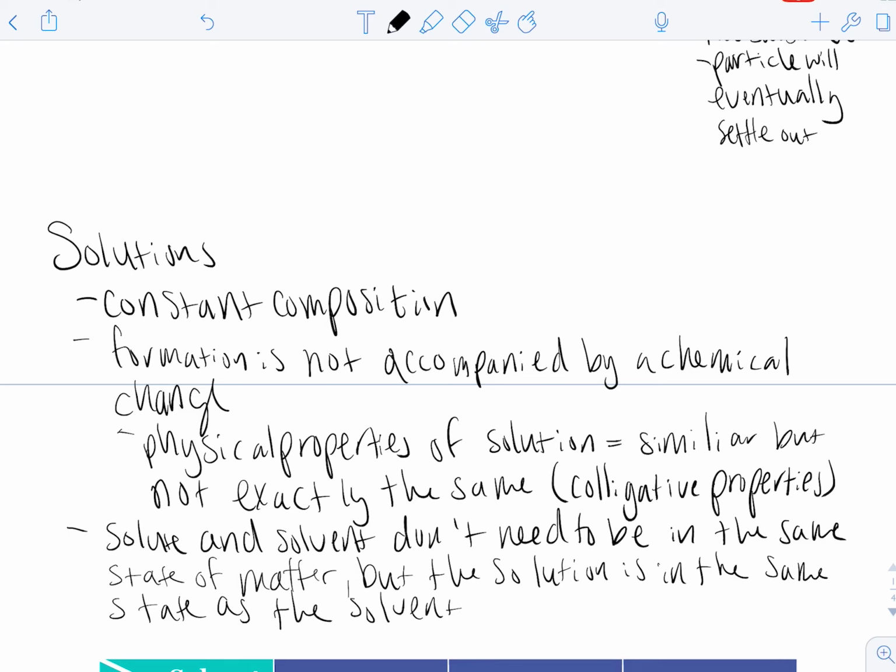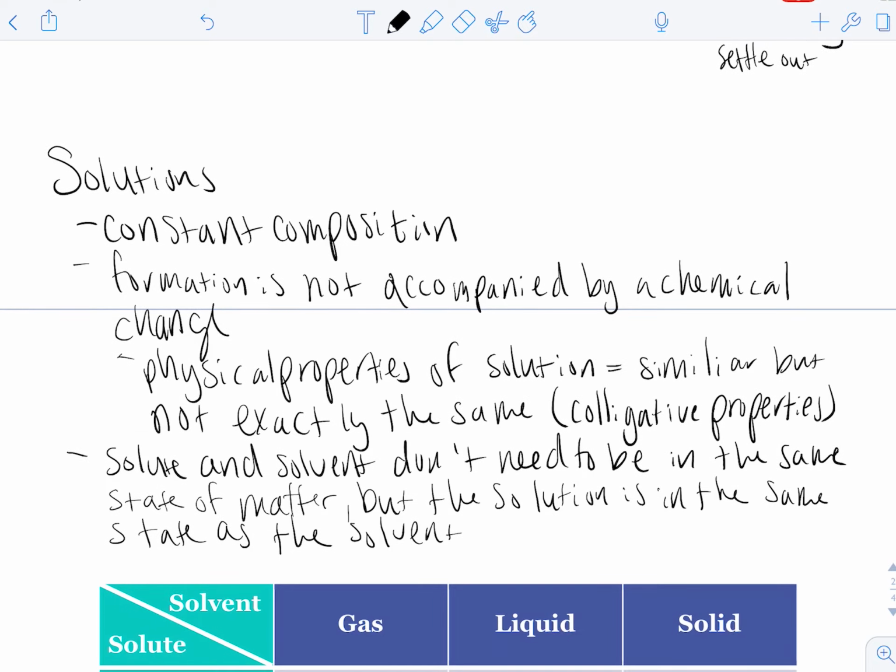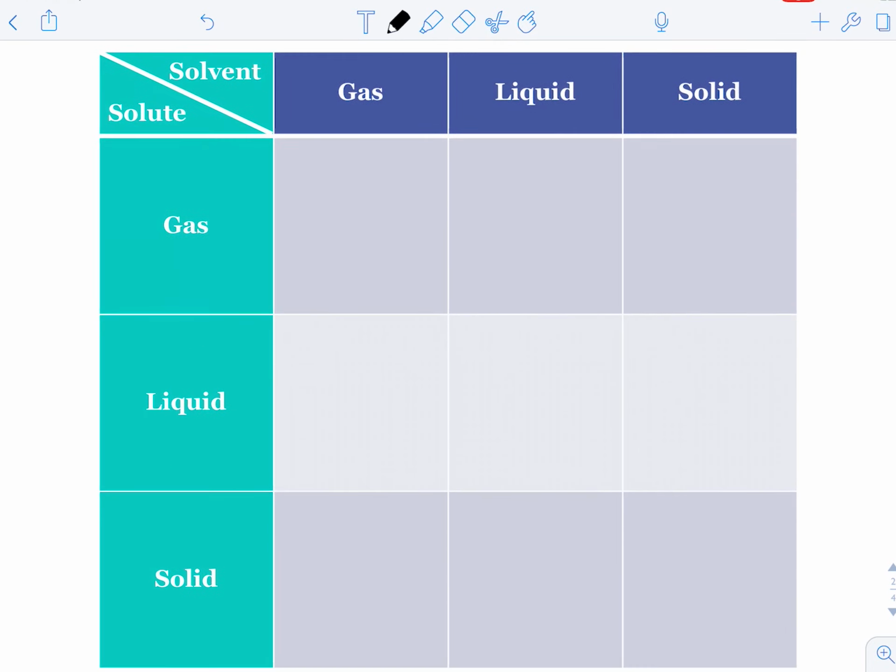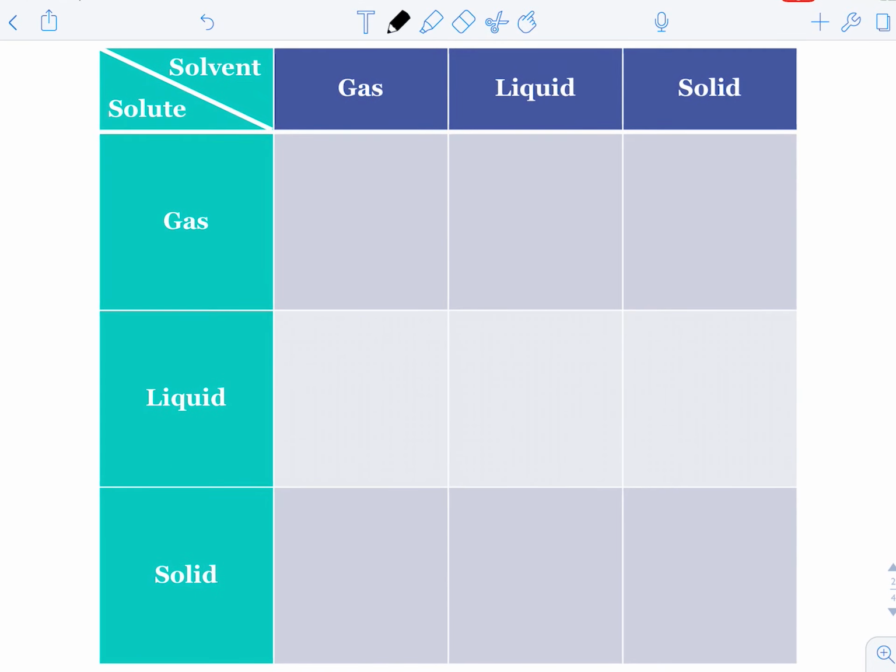Okay, let's look at a couple of examples of solutions in all three states of matter, because we're going to have all three states of matter existing within our solutions. We already talked about a solid solution last chapter, which is probably the first time we'd ever heard of that, but we'll look at all of those. So we're going to look at solvent-solute combinations.